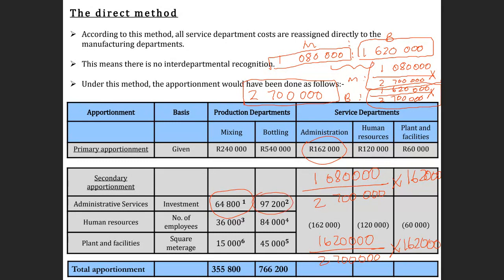So now we have taken the 162,000 and we have entirely got rid of it. That's why you'll see it's in brackets here, because we are basically saying that we took the 162,000 and we reallocated it. We took the entire amount and we split it between the mixing and bottling departments. So it would be a zero balance in the admin department. Okay, so that was your admin services.